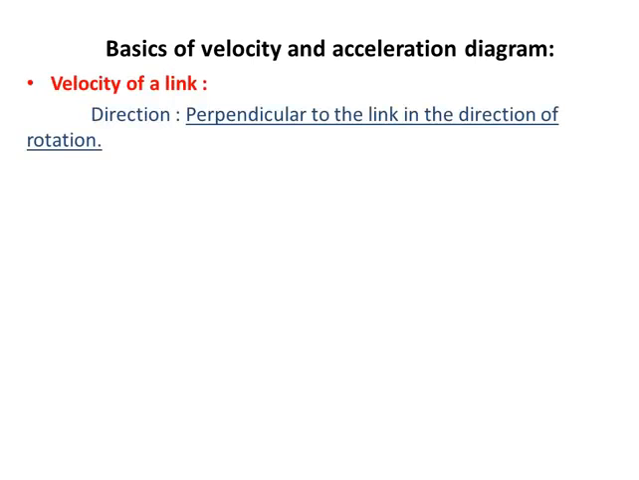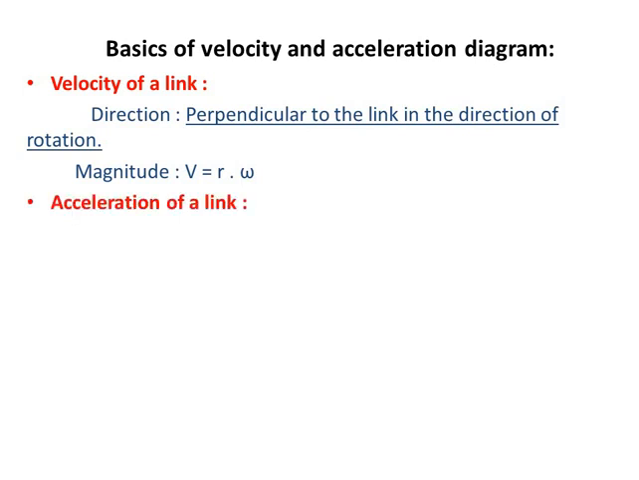If a link is having turning motion, then the velocity of the link will be perpendicular to the link in the direction of rotation, and its magnitude will be equal to V = R × omega, where R is the length of the link and omega is the angular velocity of the link.